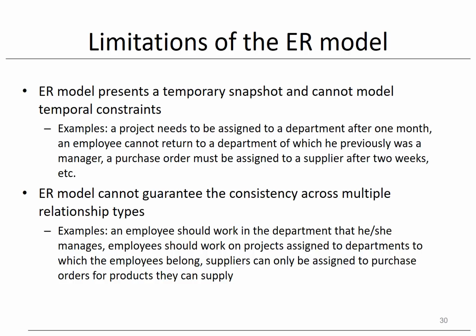Another shortcoming is that the EER model cannot guarantee the consistency across multiple relationship types. Some examples of business rules which cannot be enforced in the EER model are: an employee should work in a department that he or she manages, employees should work on projects assigned to departments to which the employees belong, and suppliers can only be assigned to purchase orders for products they can supply. Again, these business rules need to be documented and followed up with application code.